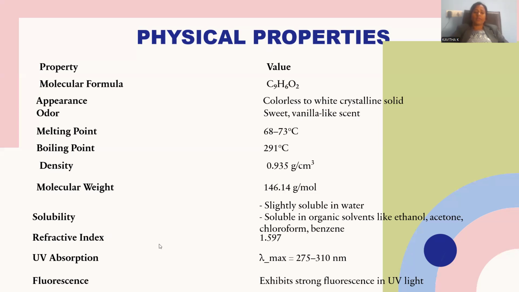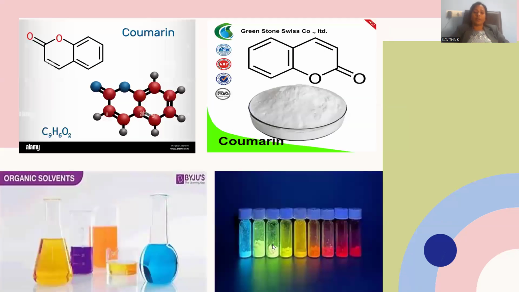Refractive index, whenever light is moving from one medium to another medium, the angle generated between the two different mediums will be 1.5. That is said to be its refractive index. UV absorption is characteristic in the range of 275 to 310 nanometers. And being fluorescent in nature, exhibiting fluorescence under UV light is possible. This is the most prominent application for this coumarin molecule, right?